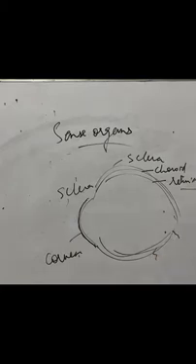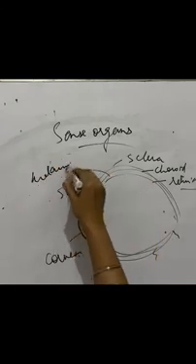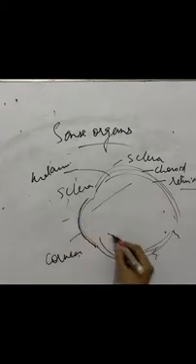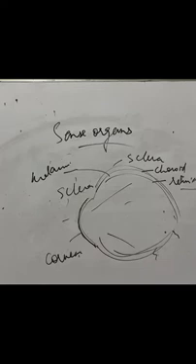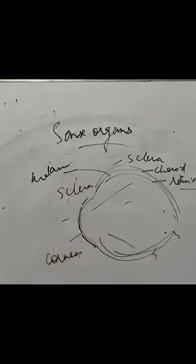There is also a pigment present in the choroid layer known as melanin. This melanin prevents the scattering of the light rays, so that the light doesn't scatter here and there in the eye. In order to prevent that scattering, this melanin is present in the choroid layer.